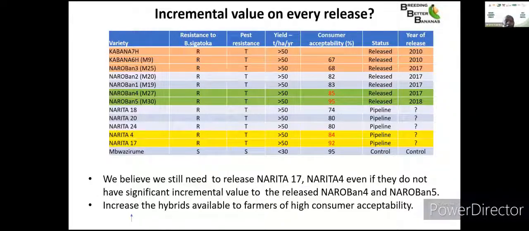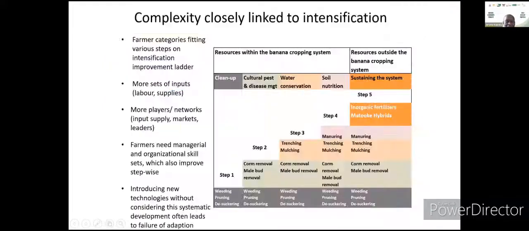So in these ones which are in the pipeline, we believe that Narita 17 and Narita 4 are likely to be released because so far they are the ones with the best acceptability, and I hope to release them in the next 1.5 years.